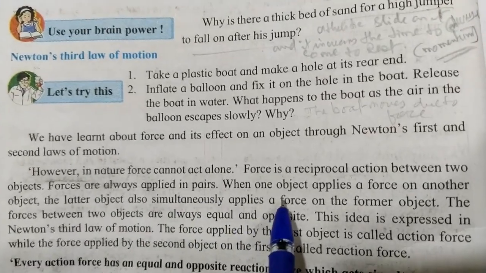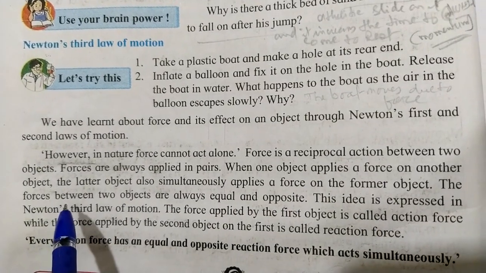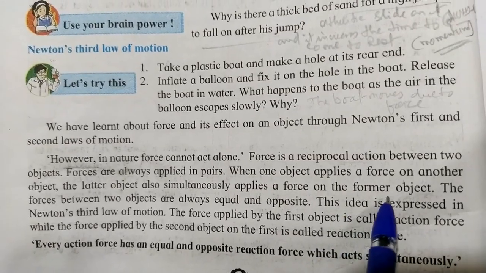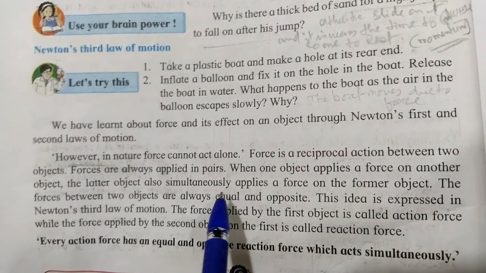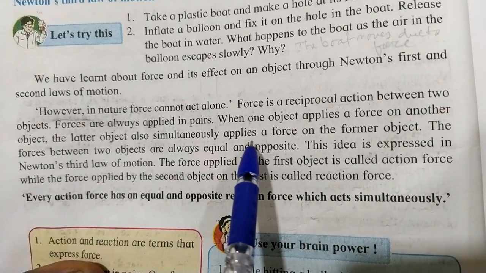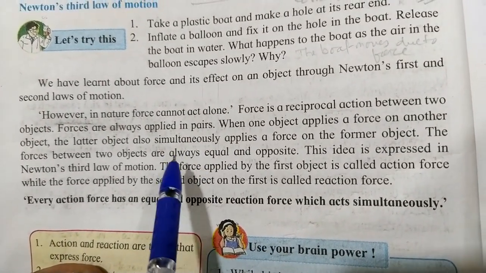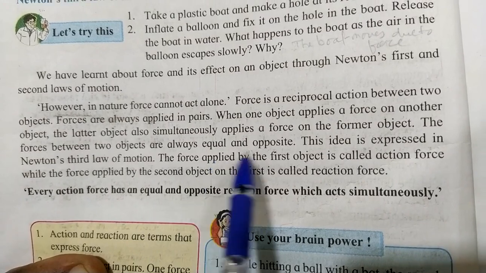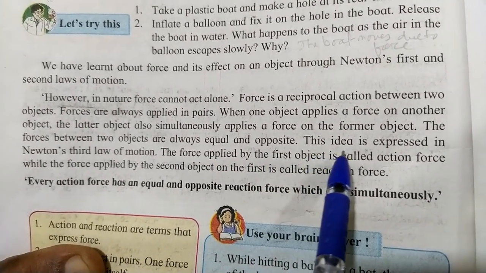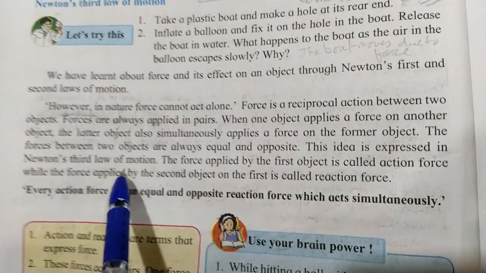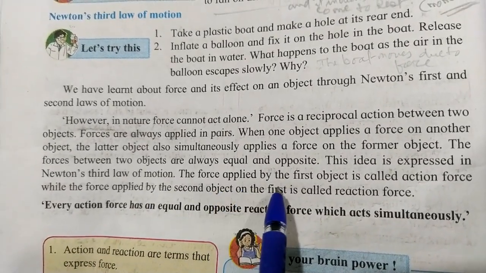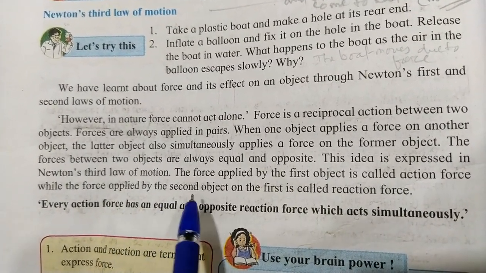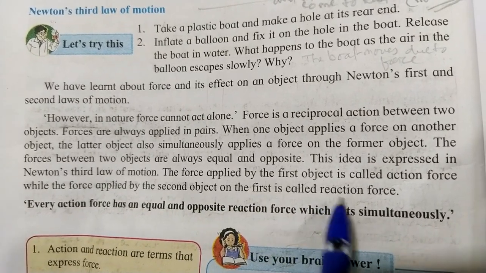When one object applies a force on another object, the latter object also simultaneously applies a force on the former object. For example, if one object applies a force on a second object, the second object will also apply a force on the first object. The forces between two objects are always equal and opposite in direction. This idea is expressed in Newton's third law of motion. The force applied by the first object is called the action force, while the force applied by the second object on the first is called the reaction force.